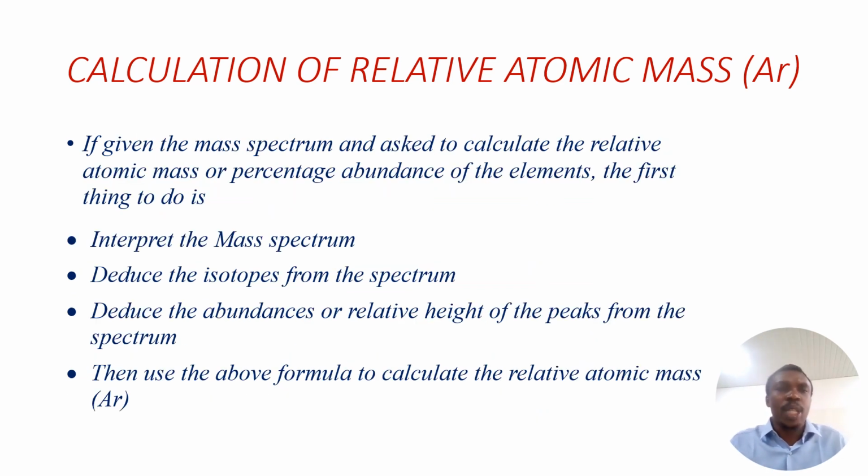So if you are given the mass spectrum and asked to calculate the relative atomic mass or percentage abundance of the elements, the first thing to do is interpret the mass spectrum, which we've done. Deduce the isotopes from the mass spectrum. Deduce the abundances or relative heights of the peak from the spectrum. Then use the above formula to calculate the relative atomic mass of the element. So these are the steps you have to take. Once you take these steps, you get the right answer.